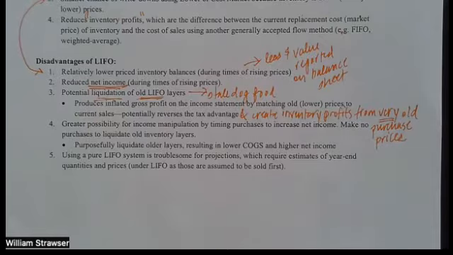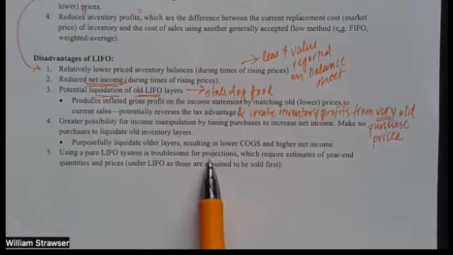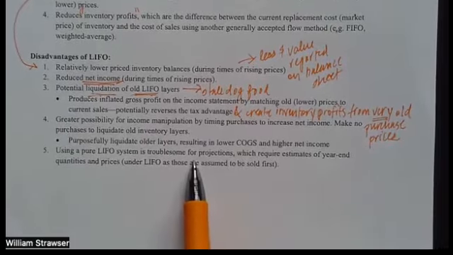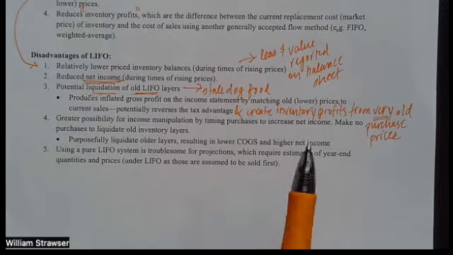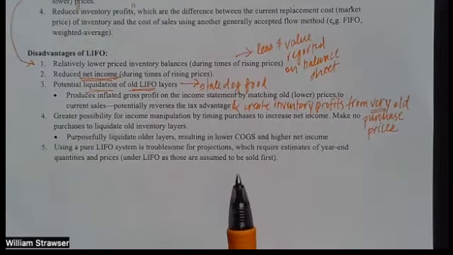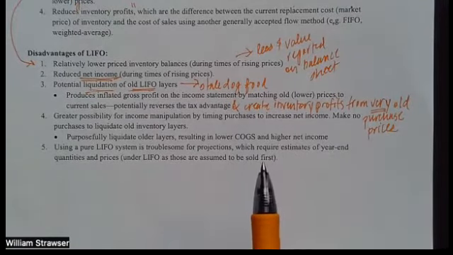That would be a problem. And it's also problematic for projections. So if, for example, I'm sitting in March and I want to project what my cost of goods sold is going to be for the year, right? It becomes hard, because then I have to predict, well, what are the prices going to be doing from March to December? Are they going to be going up? How much are they going to be going up?